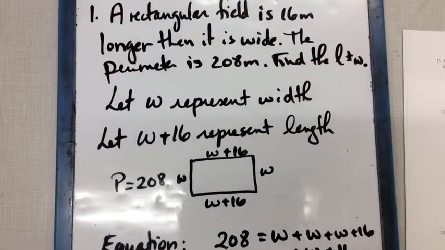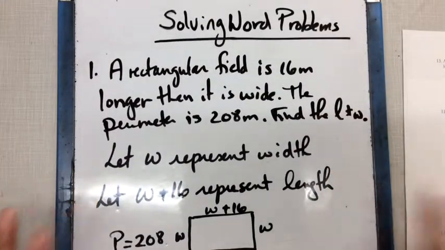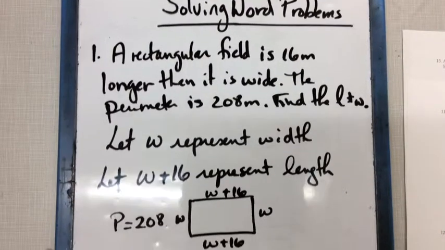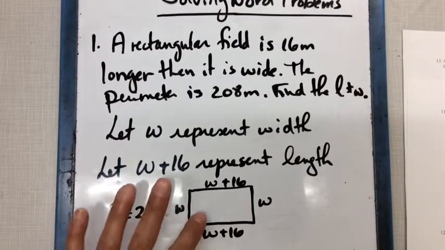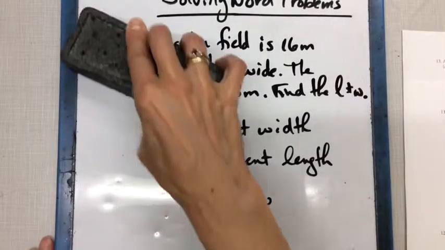The important thing with a word problem is to right away set up your let statements so that you know what represents what. If you can draw something, that is wonderful because that helps you visualize it. Let's do a different one.